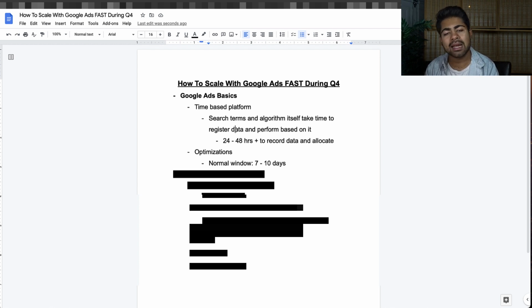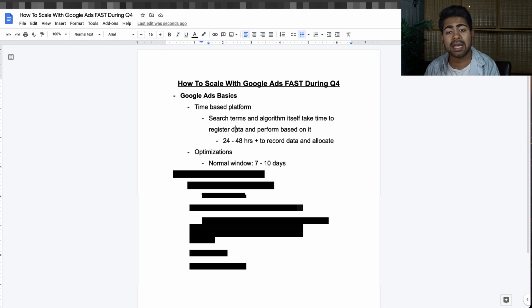But it is a time-based platform, meaning the search terms, the overall algorithm that is dependent on these search terms itself, it takes time to kind of register the data and perform based on the data. Because again, the performance that you get on a day-to-day basis is all dependent on the data that campaign got yesterday or in the past 7 days or in the past 30 days and so forth.